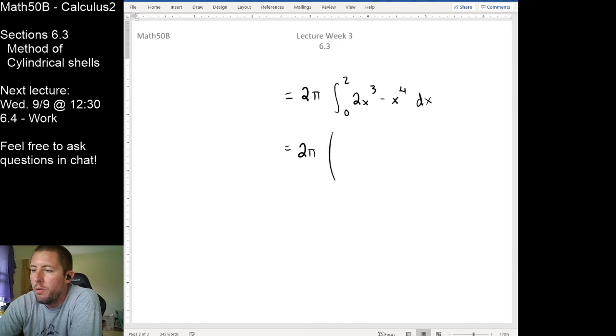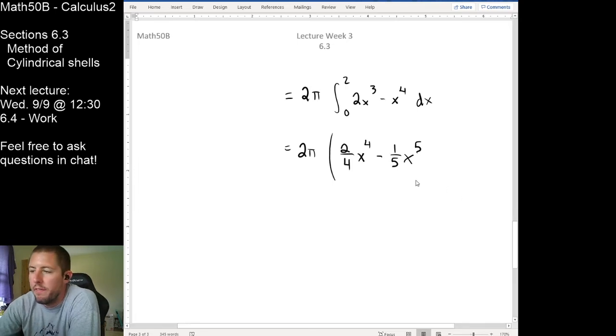2 pi, and doing my integration here. So currently the power is 3. The integral should increase the power to 4. I need to introduce a coefficient of 1/4 to cancel that out. So I'm going to get a 2 over 4 x to the 4. You should notice if we take the derivative of this, the 4 will come down and cancel with the 4 in the denominator, leaving us with 2x cubed. 2x cubed is right there. Minus, the power of 4 is going to raise by 1 to be the power of 5. But I need a 1 over 5 to compensate for the 5 that would pop down from the derivative. The derivative of 1/5 x to the 5th is x to the 4th. And we're going to evaluate this guy from x equals 0 to x equals 2.